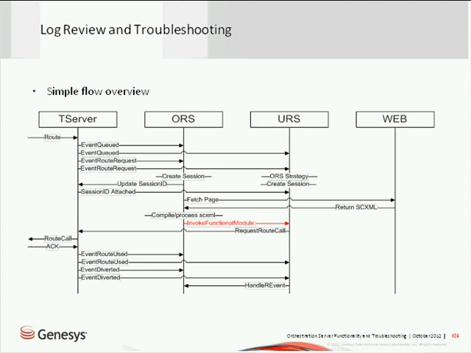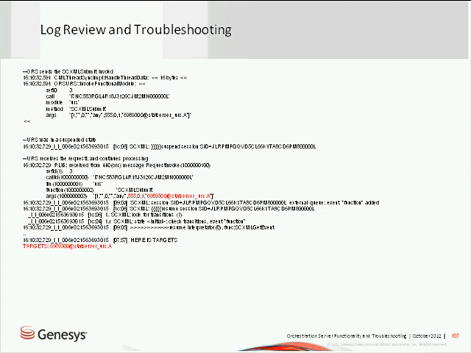So the next thing we're going to see is invoke function module. So ORS is now going to take that target, and it's going to pass it off to URS. It's going to say, URS, I need you to route this call for me. So in the ORS log, what you're going to see is ORS URS invoke function module. And the method in this case for the target is going to be SCXML submit. It's going to have a call UUID, and it's going to have all your parameters.